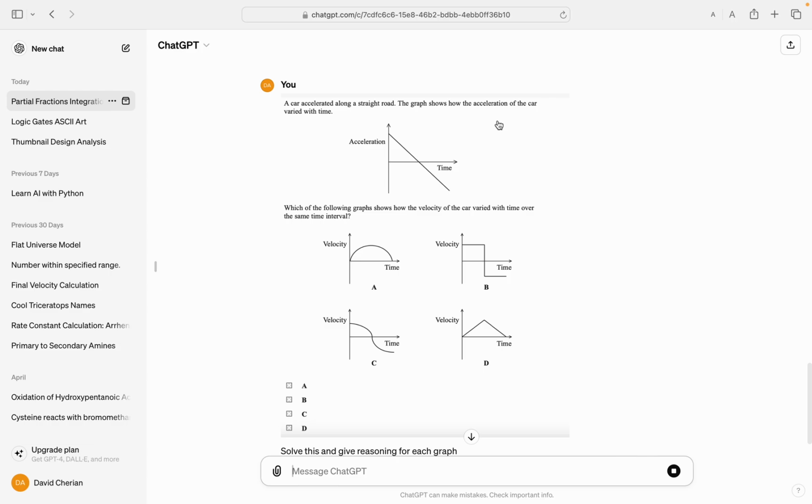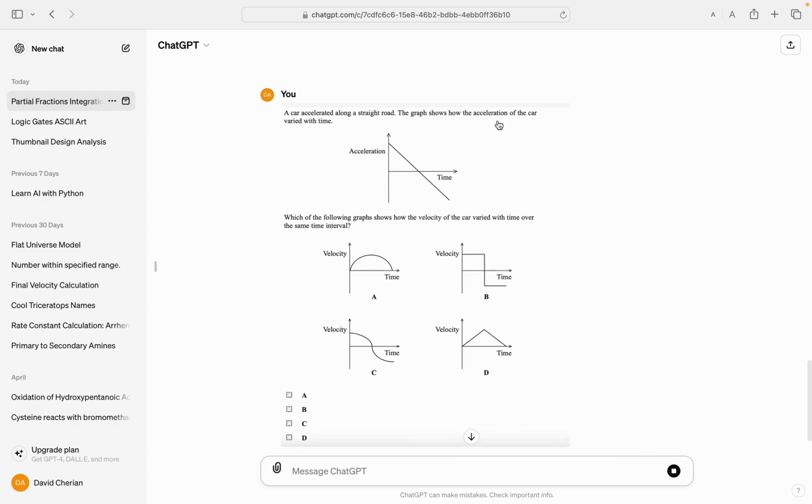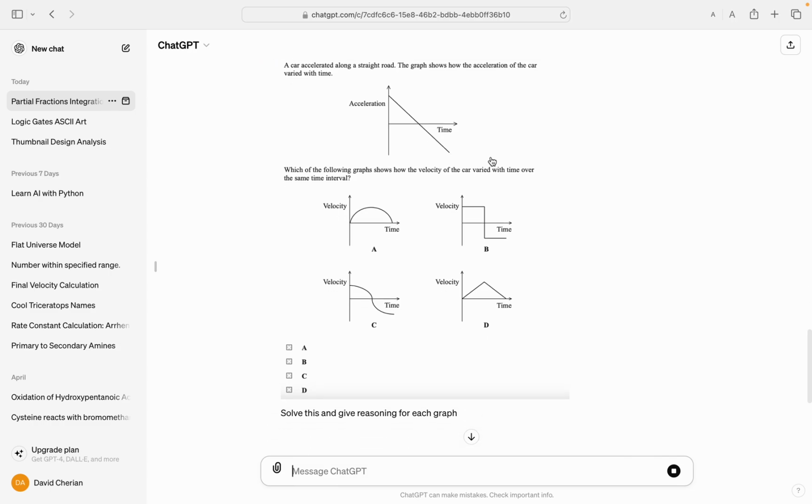It's stating that the car is accelerating along a straight road. The graph shows how acceleration of the car varies over time. So that means that this GPT thing has to look at the graphs and analyze which of the following shows how velocity of the car varies over time. So let's see what this thing says.